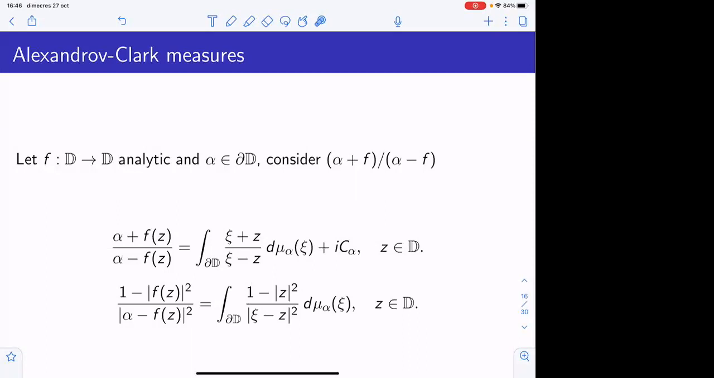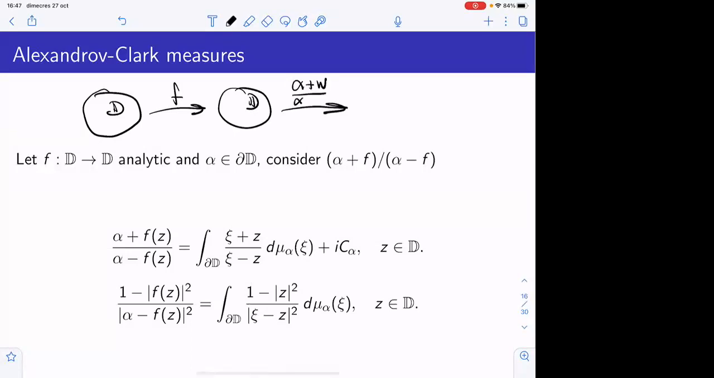If you have an analytic mapping from the disk into itself, and you have a point alpha in the unit circle, what you do is you consider this mapping from the disk into itself, and then you compose it with this Möbius transformation, which maps the unit disk into the right half plane. Then, of course, the composition is an analytic mapping from the disk which has positive real part.